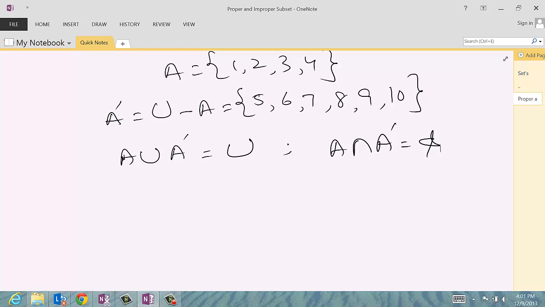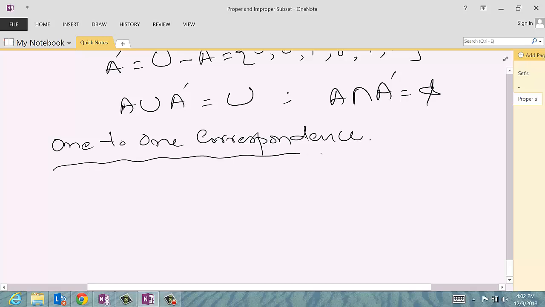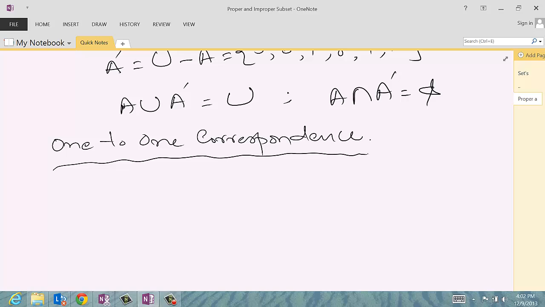And then there is one-to-one correspondence. A correspondence between two sets is one where each element of either set is paired with exactly one element of the other set.